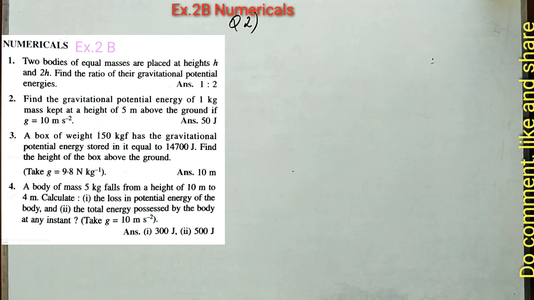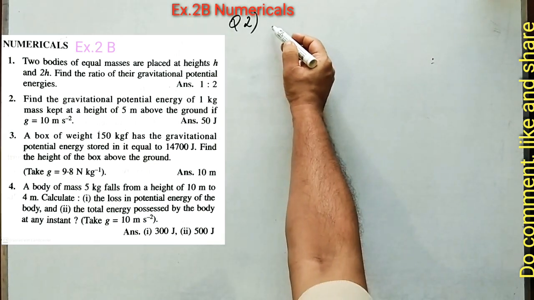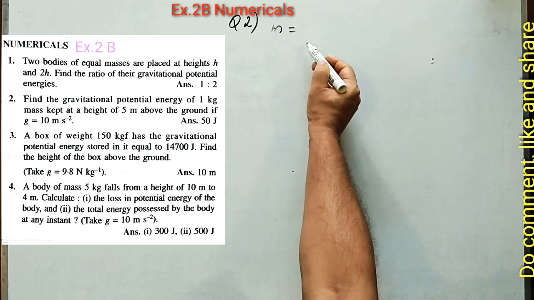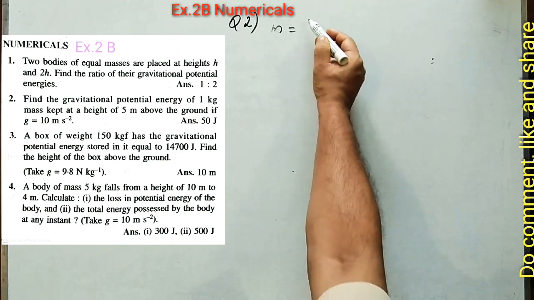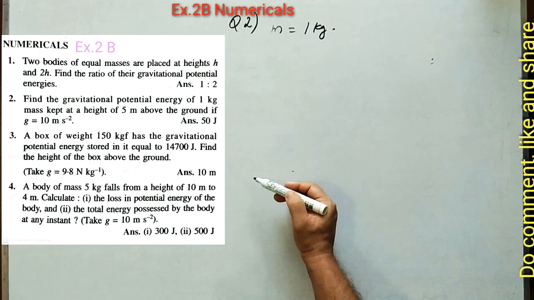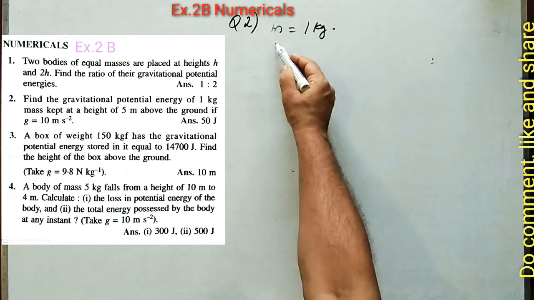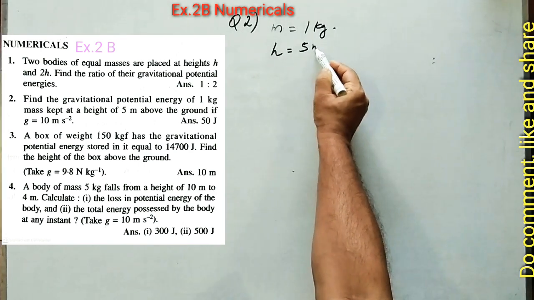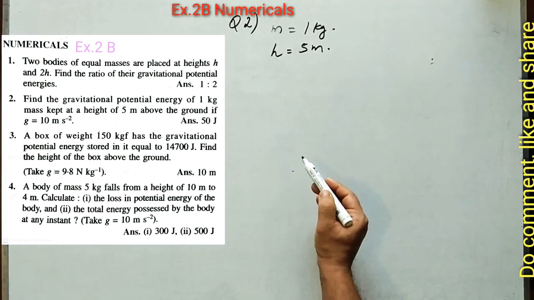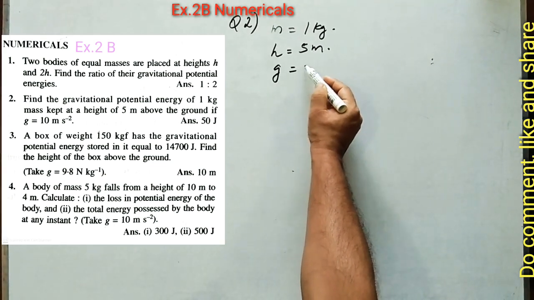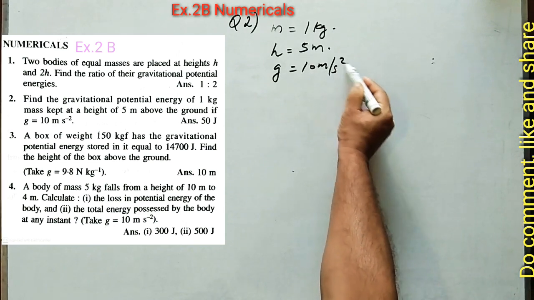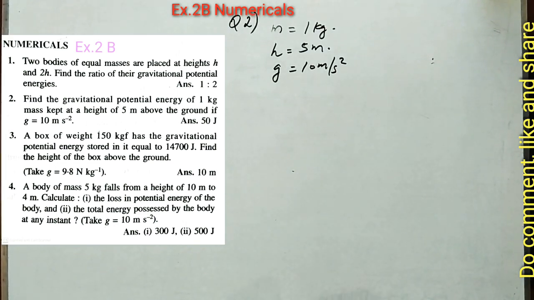Find the gravitational potential energy of 1 kilogram of mass kept at a height of 5 meter above the ground if the value of g is given as 10 meter per second square. So first of all, the data is given, we will write it. Mass is given as 1 kilogram, height is given as 5 meter, the value of g is given as 10 meter per second square. It's a very simple and basic problem.